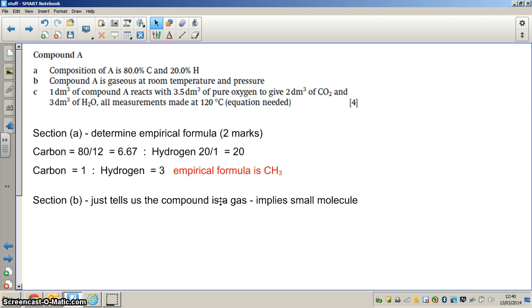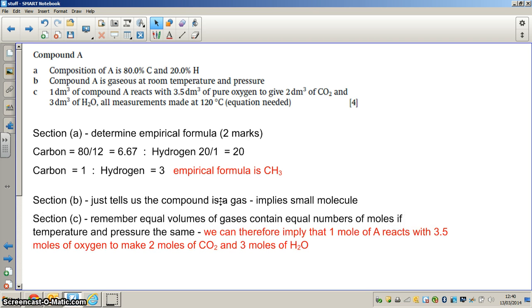So let's move on to section C. Now in section C we've got some information about volumes of gases, and we have 1 decimetre cubed of compound A reacting with 3.5 decimetres cubed of oxygen to give 2 decimetres cubed of carbon dioxide and 3 decimetres cubed of water. And the key statement here is that all are measured at 120 degrees centigrade.